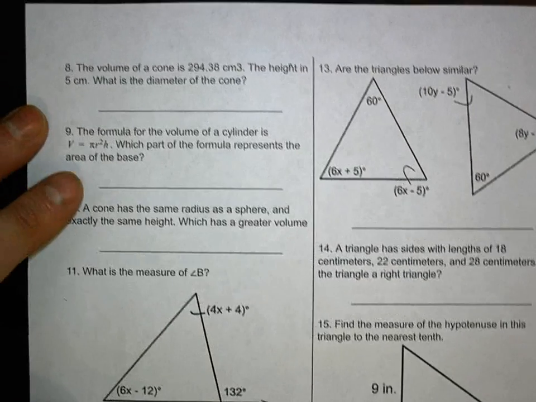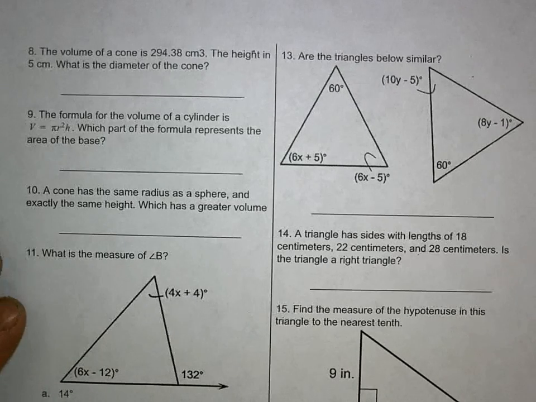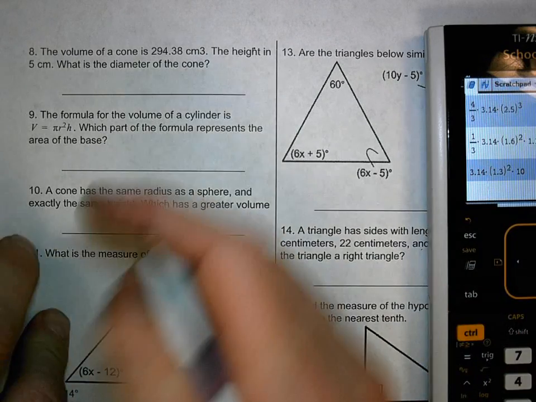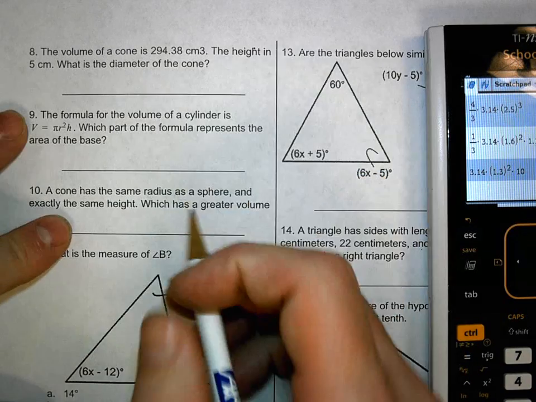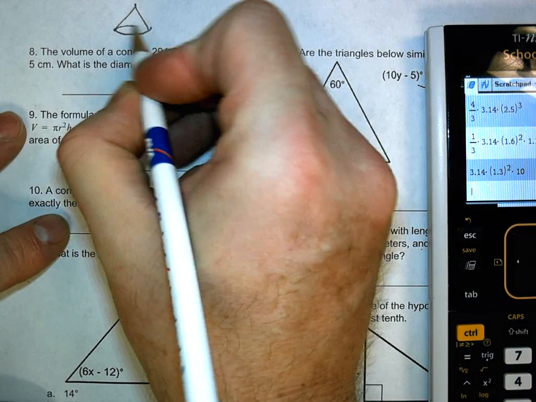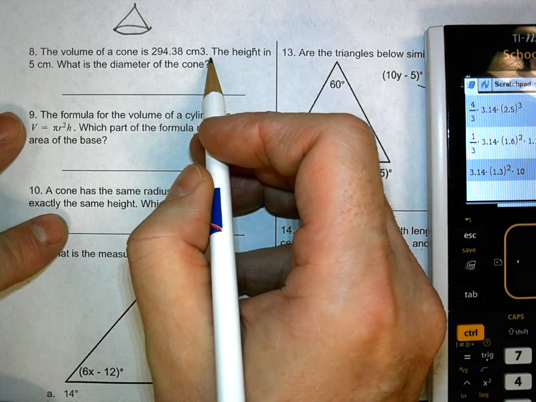Alright, let's go to side 2. The B side of the record. You guys don't understand B side statements, but that's okay. So I'm old. So here we got the volume of a cone, and I'm going to draw my picture of my cone just so I got it. The volume is 294.38 centimeters. The height is 5 centimeters.